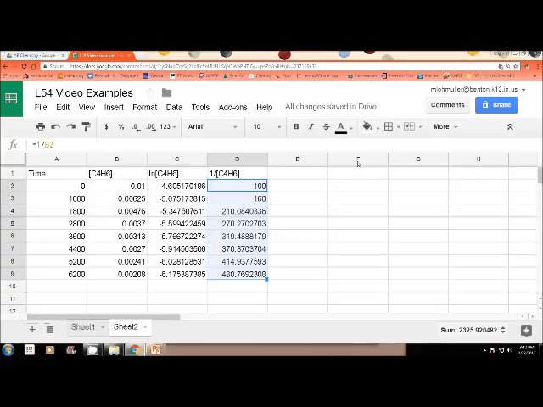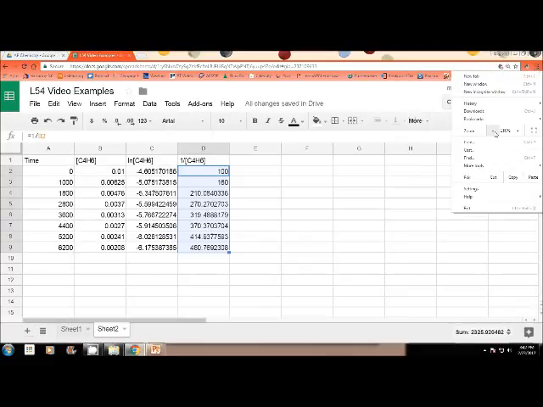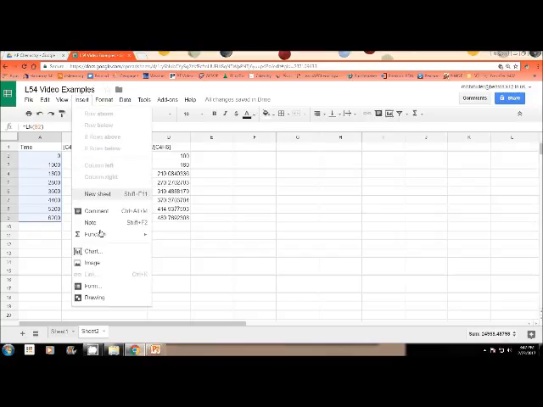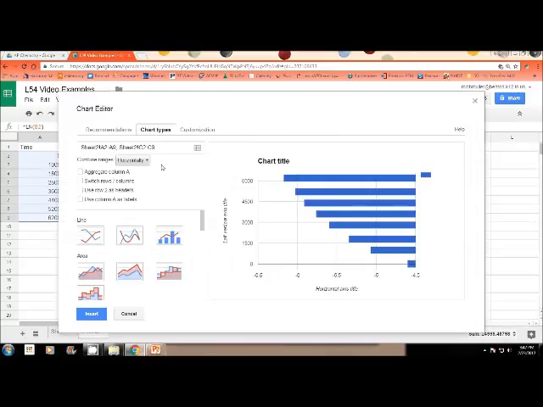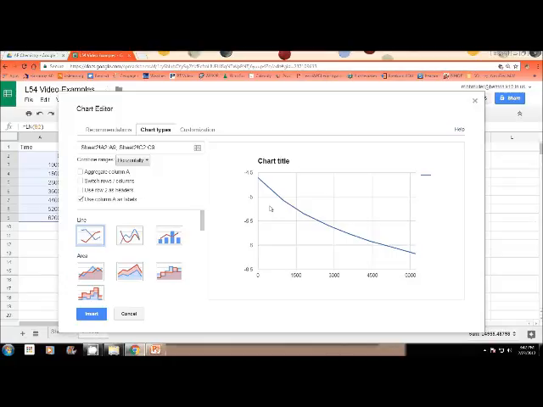We're graphing time as the x-axis, so make sure you highlight that first. Okay, so I got my time highlighted, and then control, I'm going to do the ln next. So once those are highlighted, then I can go insert chart, and I want to make sure it's a line, and I want to use column A as labels, and so there we go, I got my chart.